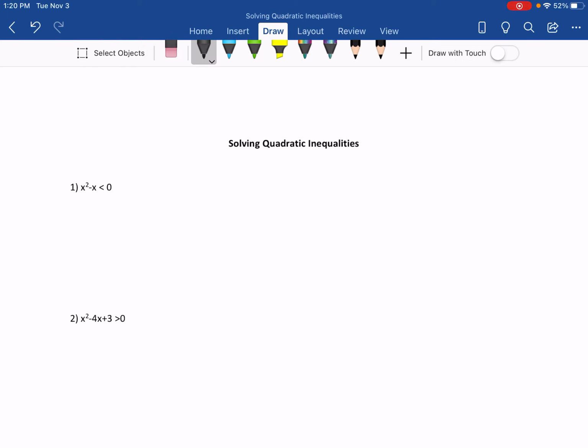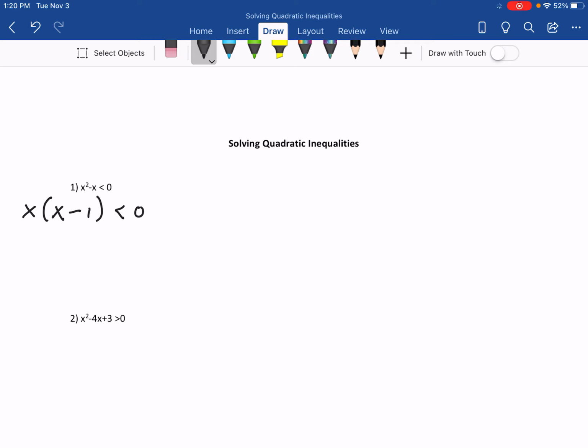Okay, so the last thing we want to look at in our unit on quadratics is solving a quadratic inequality. All right, so to solve x squared minus x is less than 0, we're going to start by approaching it like it's an equation, not an inequality. So we can factor this. We have a GCF of x. So pull out that GCF, and it factors as x times x minus 1 less than 0.